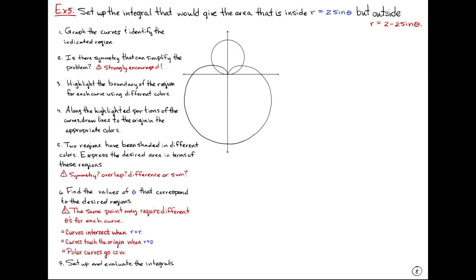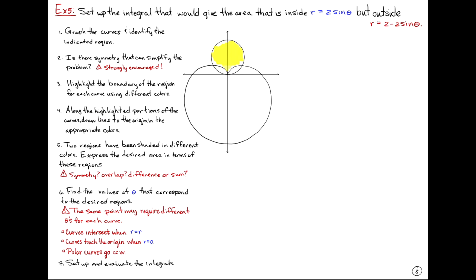Here, we're looking for the area that is inside 2 sine theta, that's our circle, but outside 2 minus 2 sine theta, that's the cardioid. To get a general idea, I'll just quickly highlight this area in yellow and then reread the problem one more time to be 100% positive that we are finding the correct area. We are inside the circle and outside the cardioid, so we've shaded correctly.